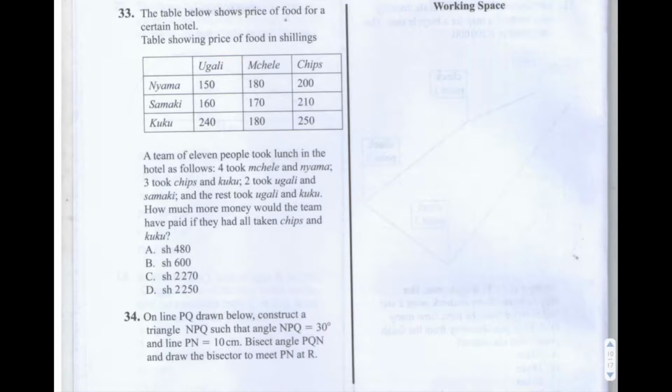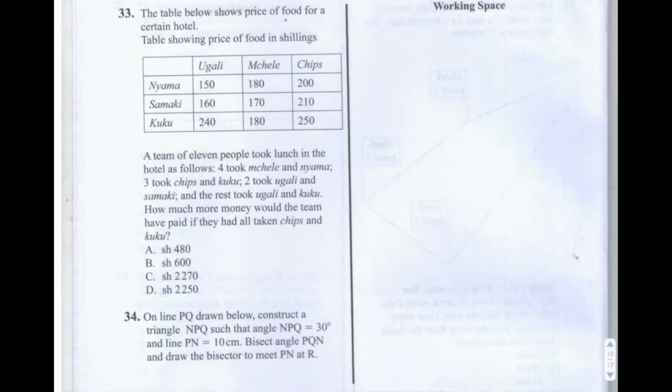This is question number 33 of the 2013 KCPE Maths paper. It says, the table below shows prices of food for a certain hotel. Table showing price of food in shillings. So you have this table here, and it has the price of certain meals in a hotel.